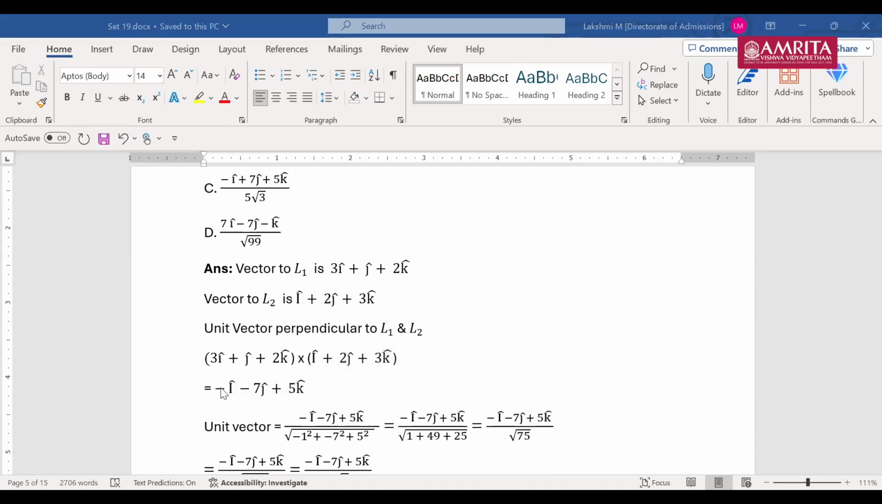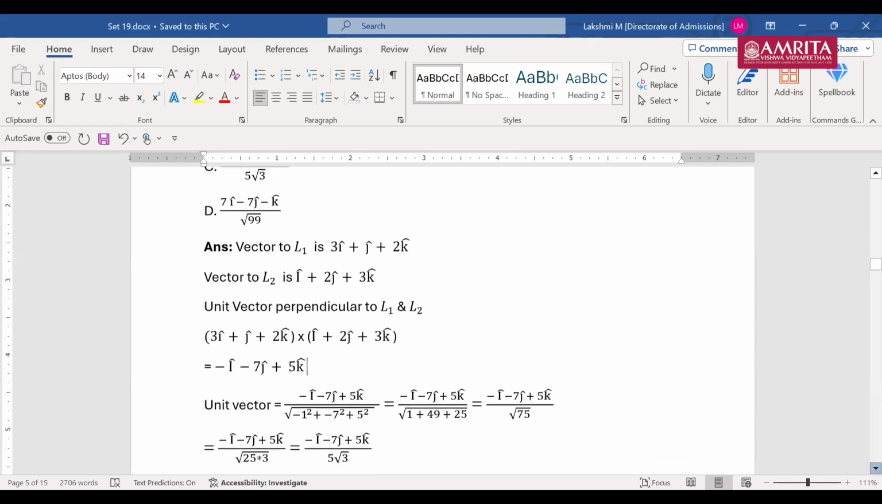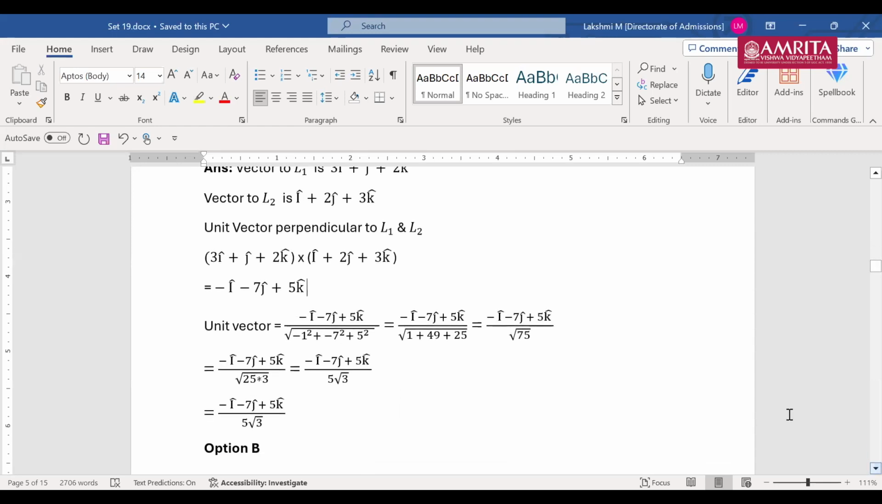So from the matrix itself, if you're solving it, you have this term divided by the unit vector, which is root of squares of this: 1 square plus 7 square plus 5 square. So the minus i minus 7j plus 5k divided by root of 75, which is 5 root 3. Very simple as well as very easy question.